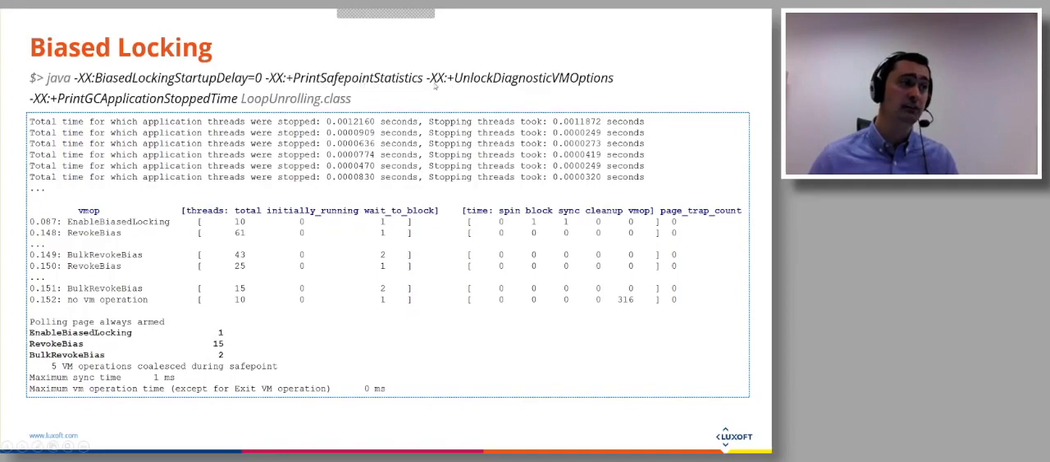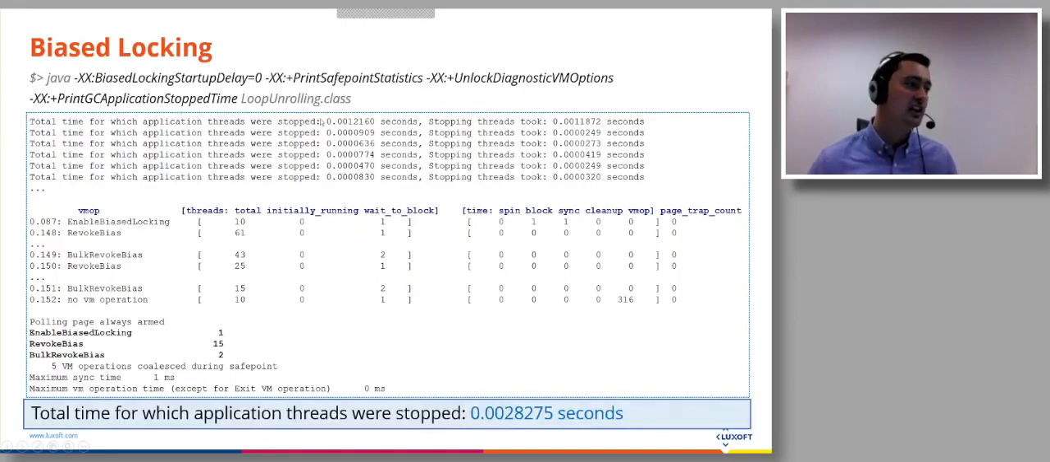I was also interested in the safepoint statistics and the UnlockDiagnosticVMOptions option. You can't use, for example, application stopped time without using UnlockDiagnosticVMOptions. And here is the output that I got. As you see, it's very verbose, but the things I was interested in were mainly the stop-the-world pauses. If we count all the stop-the-world pauses and sum them up, we get around 2 milliseconds to run our application.